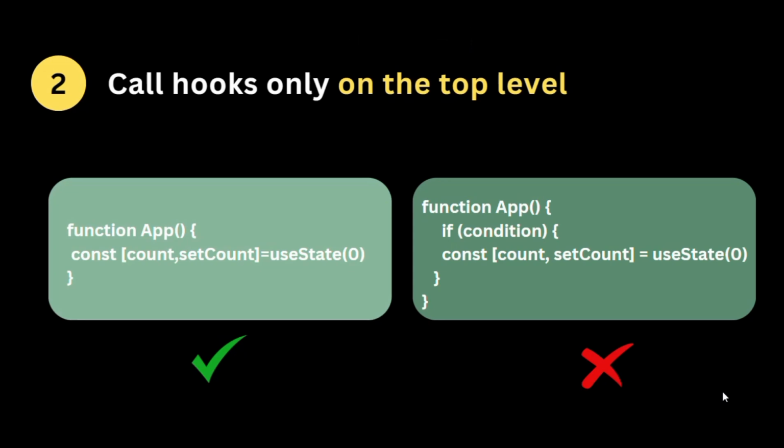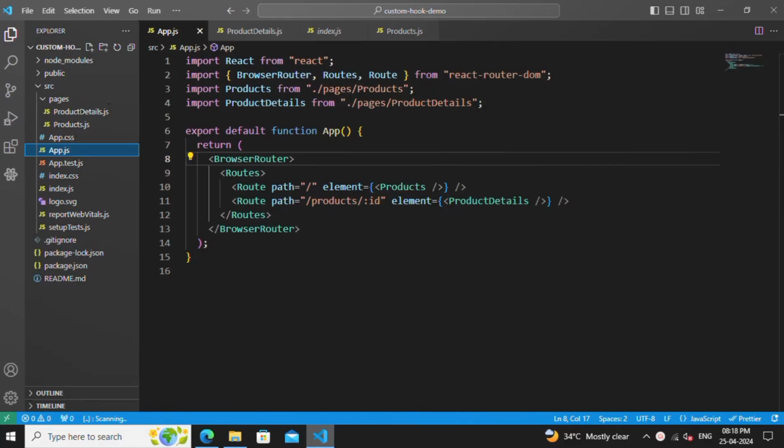Now the second rule is to only call hooks at the top level. It means we cannot call hooks in a nested code statement. Like here, we cannot call hooks inside the if statement. Hooks can only be called at the top level.